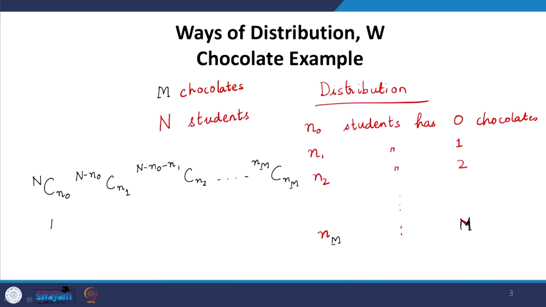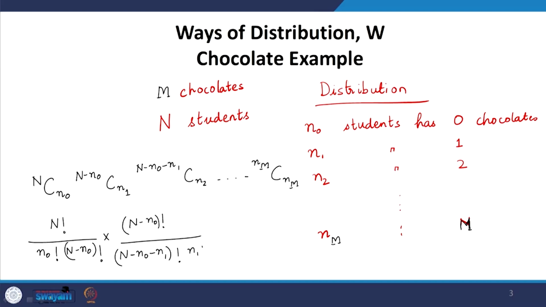So, if I do that, you know the formula of combination is the following: you have n factorial by n naught factorial, then (n minus n naught) factorial multiplied with (n minus n naught) factorial by (n minus n naught minus n1) factorial, n1 factorial, and so on until we have nm factorial by nm factorial 0 factorial. So, what you will notice here is there will be certain cancellations.